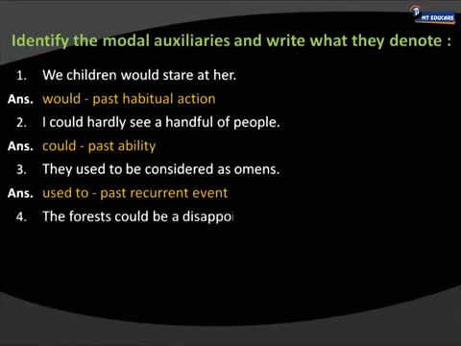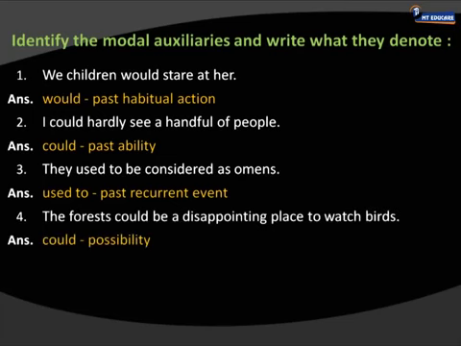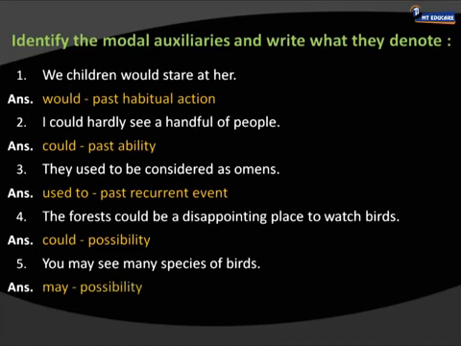Possibility. The forest could be a disappointing place to watch birds. Last, you may see many species of birds. May is possibility. I think all that you need to do is, today when you go home or on the way, when you talk to friends, first of all, speak in English all the time, 24/7. As you use it, find out which modal auxiliaries you are using. After speaking, you can identify, recognize, or try using this when you talk.